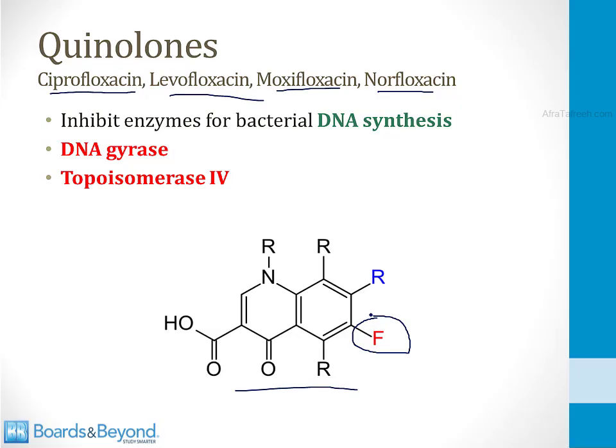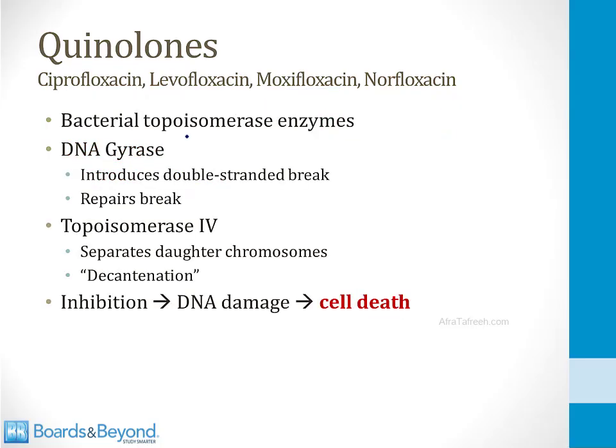All of these antibiotics inhibit important enzymes for bacterial DNA synthesis. Specifically, they inhibit two enzymes that bacteria need in order to synthesize DNA appropriately, and those enzymes are called DNA gyrase and topoisomerase 4. The two enzymes that quinolones inhibit are examples of topoisomerase enzymes, and in order to understand what these enzymes do, we have to first talk about what a topoisomer is.